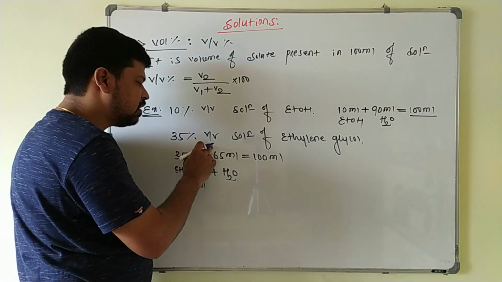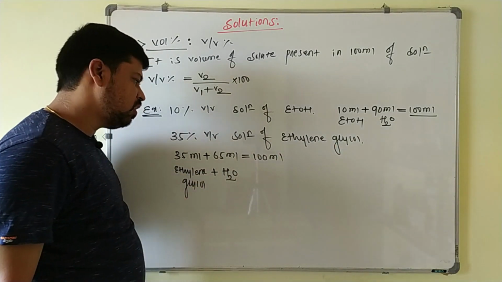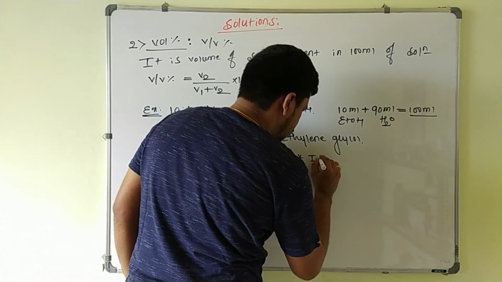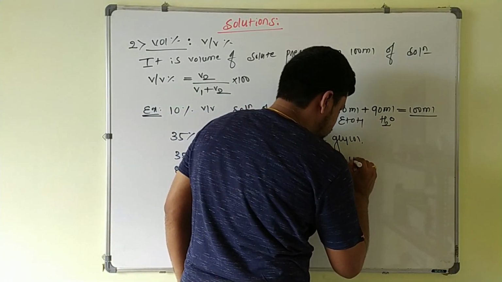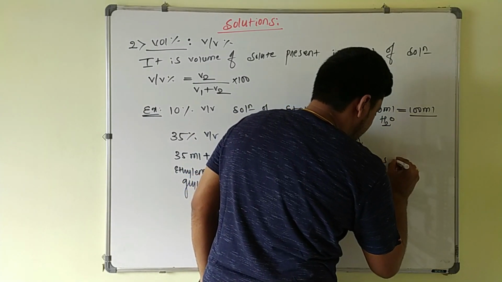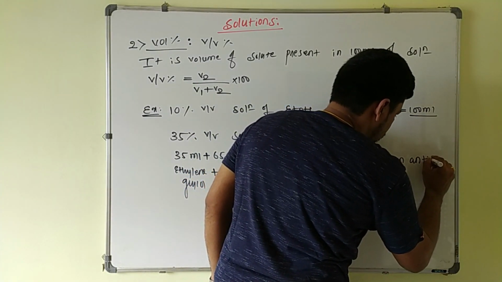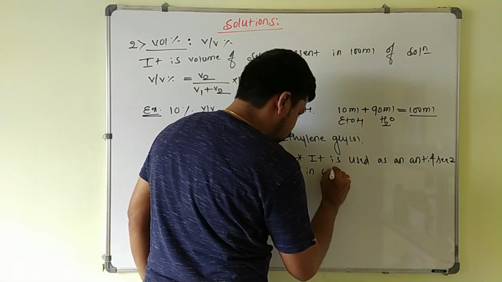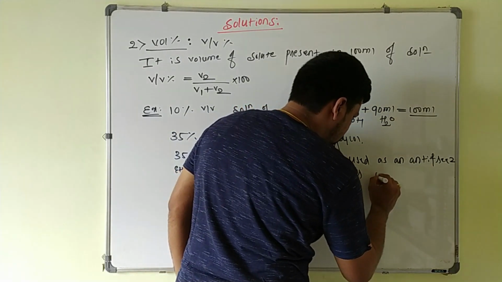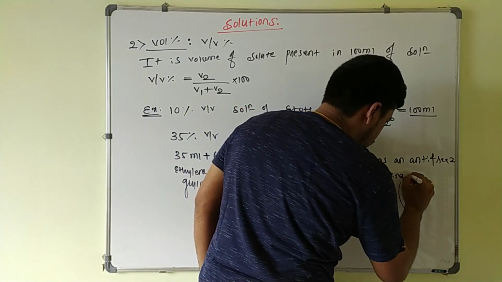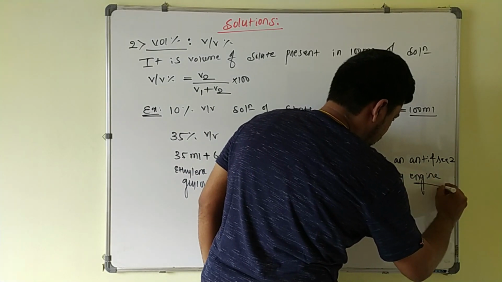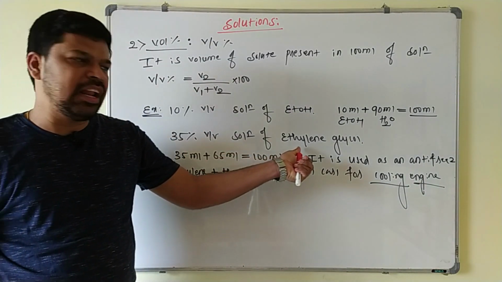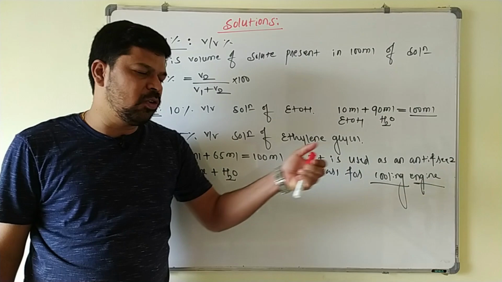And this 35 percentage volume by volume solution of ethylene glycol, this is used as an antifreeze. It is used as an antifreeze in cars for cooling engine. Okay, so this 35% of volume by volume solution of ethylene glycol, it is used as what? Antifreeze in cars for cooling the engine.